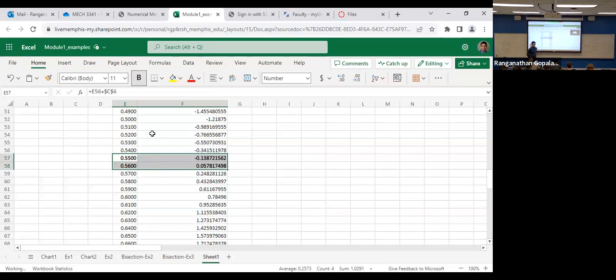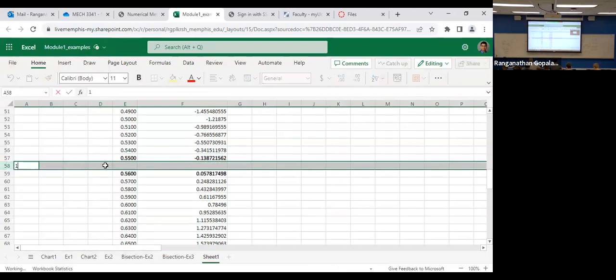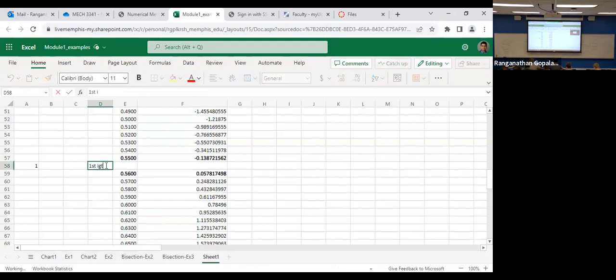So for those who are doing it on paper, here is your initial starting narrow range where you see a sign change. You can get more decimal points by doing more iteration. For those who are doing it on Excel, the first step would be to add an iteration. First iteration, which will be the average of the two.